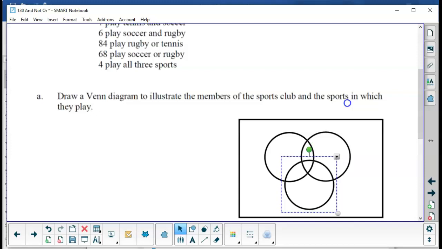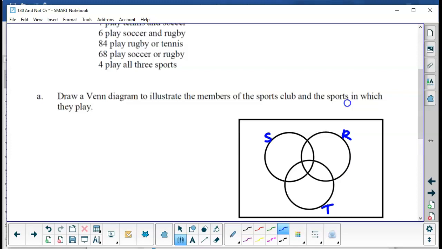Okay, so it says draw a Venn diagram to illustrate the members of the sports club and the sports in which they play. So you want to label these. So we've got soccer, so I'm just going to call that S, rugby, tennis, doesn't matter where they're located. The biggest thing is you want to start either from the inside, the overlap, and work out. If you know the number of people that are not in any of the sets, you can also start there too. In this case, it says we know the number that play tennis, but that's for the whole circle, so we don't know what the overlaps are.